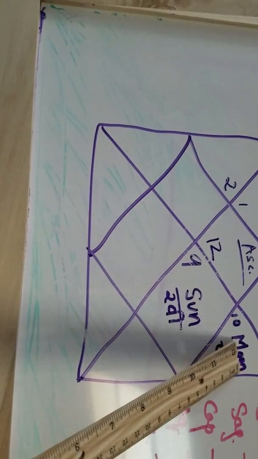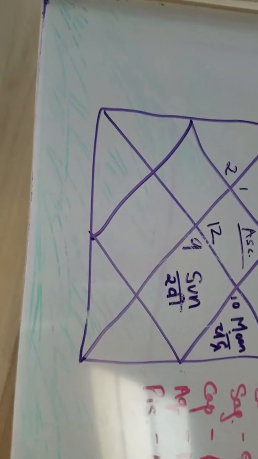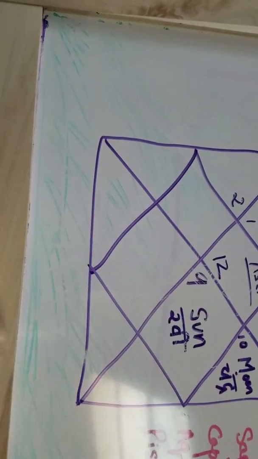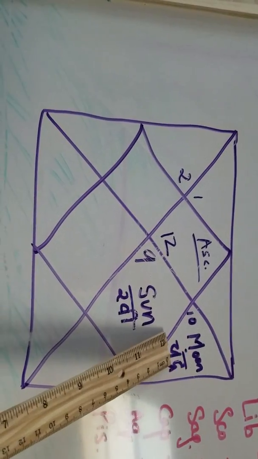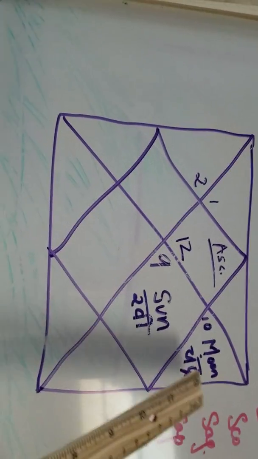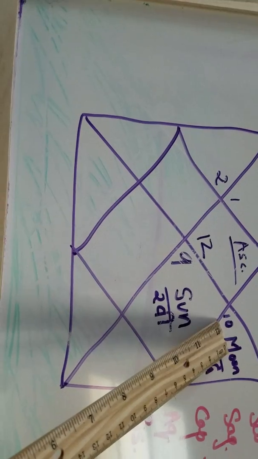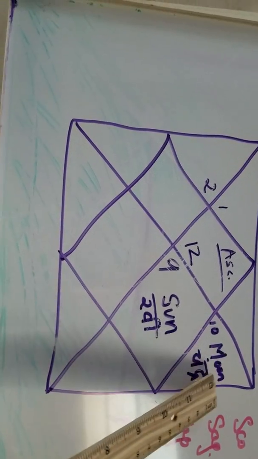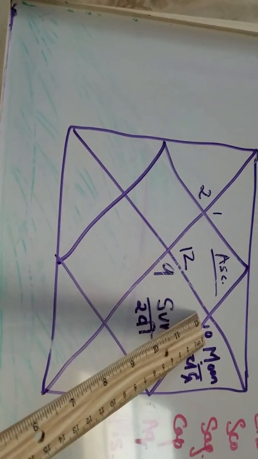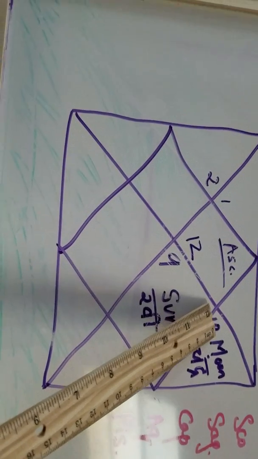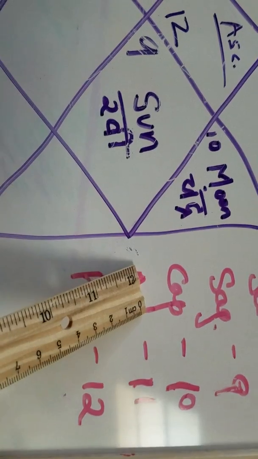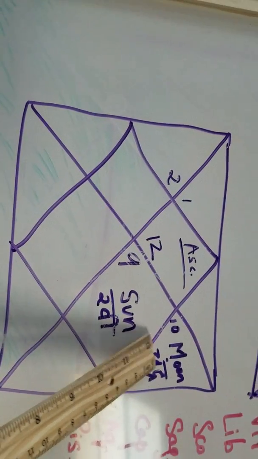Now, the moon sign is wherever the moon is placed in the chart. Any house where you see the word moon or Chandra, that is the moon sign. You just look at the number next to it. That'll tell you the moon sign of this person. So here, this person's moon sign is 10. What is 10? If you don't remember, look up. 10 is Capricorn. So this person's moon sign is Capricorn.